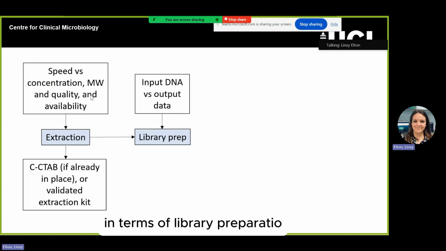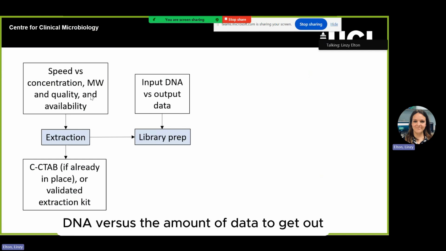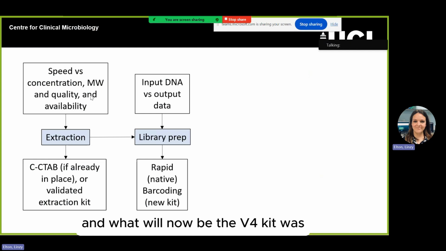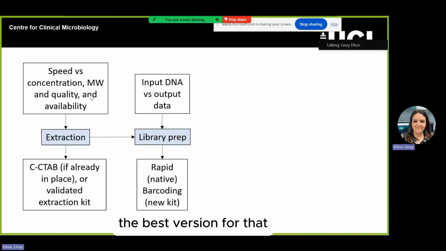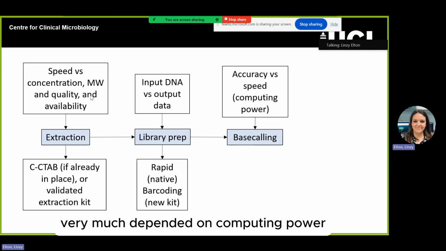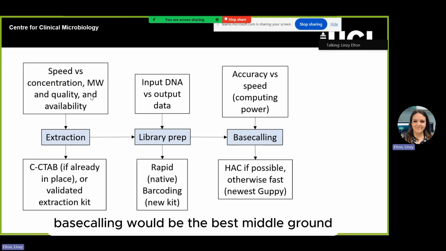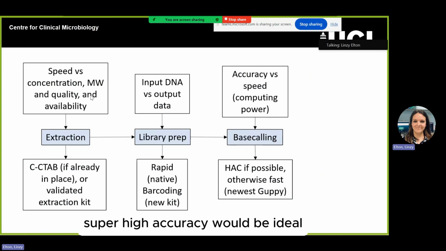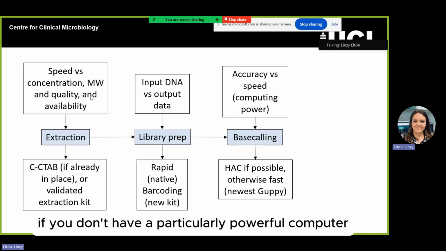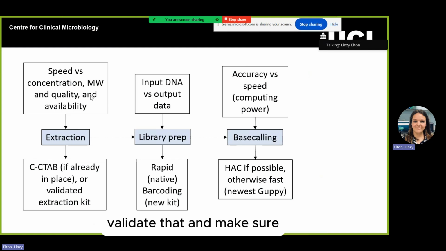In terms of library preparation, again, it was a combination of the amount of input DNA versus the amount of data to get out. We found that the rapid native barcoding kit, and what will now be the version 14 kit, was the best for that. In terms of base calling, accuracy versus speed very much depended on computing power. High accuracy base calling would be the best middle ground. Super high accuracy would be ideal, but fast base calling, if you don't have a particularly powerful computer, would be an option, but you just have to validate that and make sure. It would be even more important to get very good quality DNA and a high number of reads to make sure that fast base calling had enough data to work with.